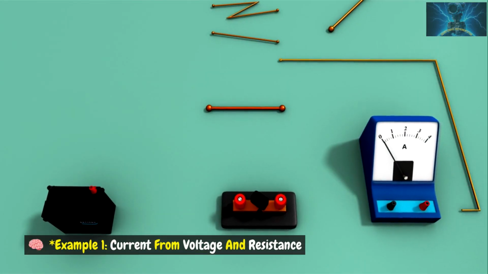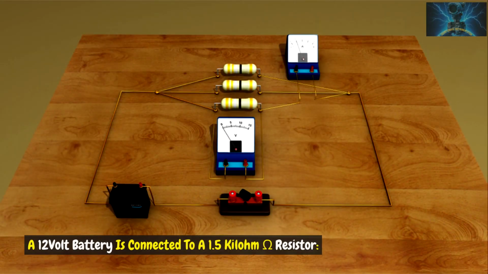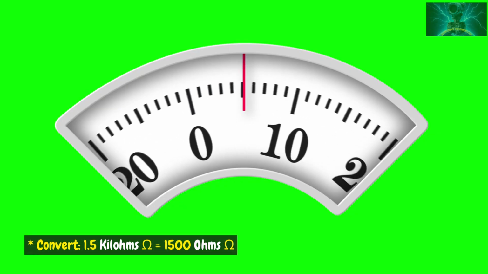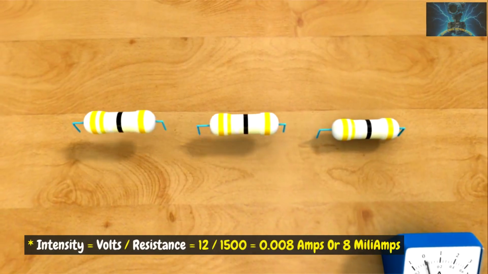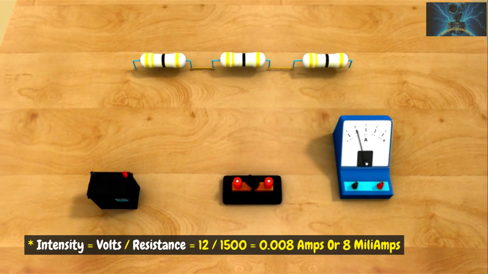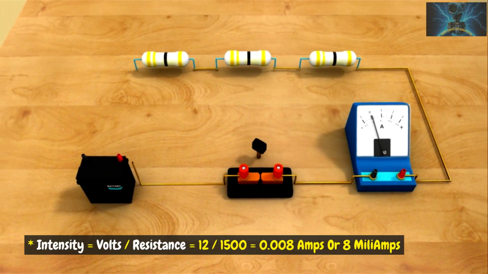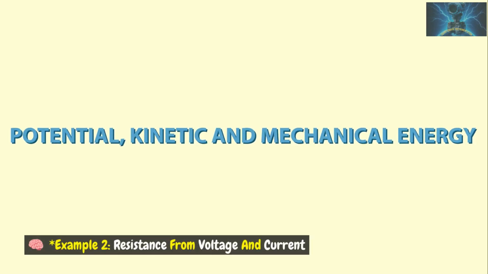Example 1: current from voltage and resistance. A 12-volt battery is connected to a 1.5 kilo-ohm resistor. Convert 1.5 kilo-ohms to R equals 1500 ohms. Intensity equals volts divided by resistance equals 12 divided by 1500 equals 0.008 amps, or 8 milliamps.